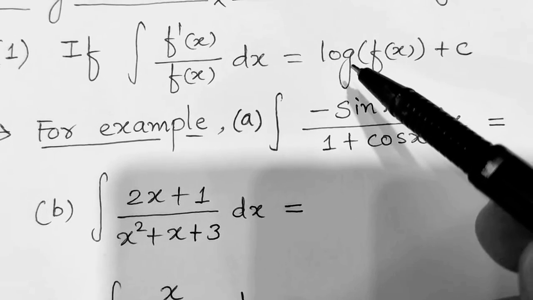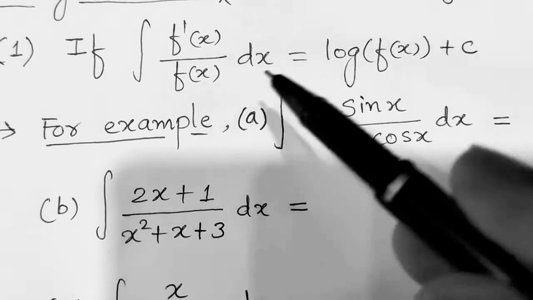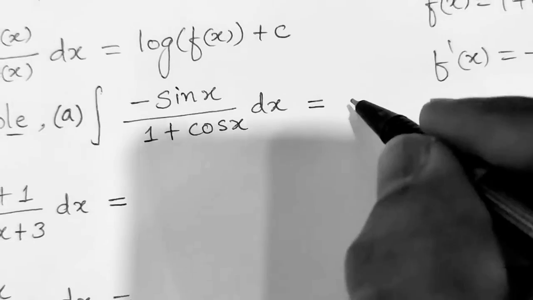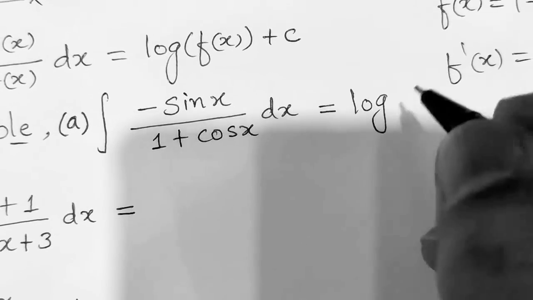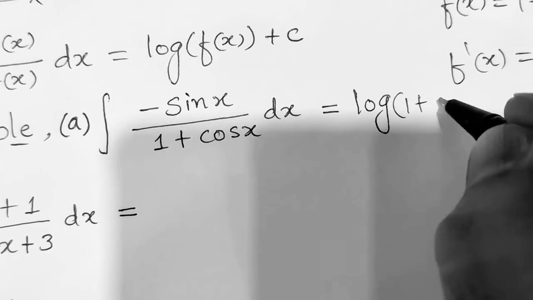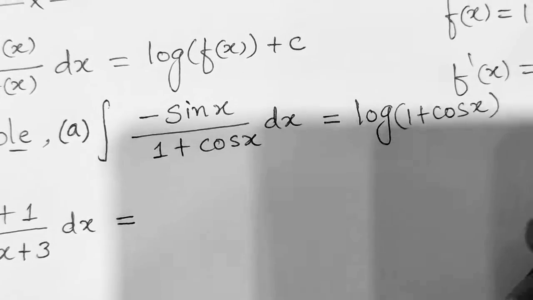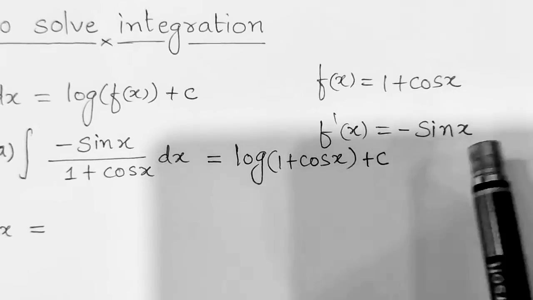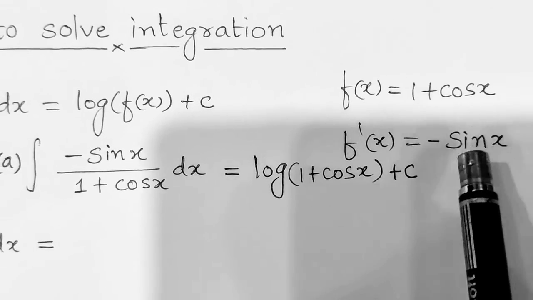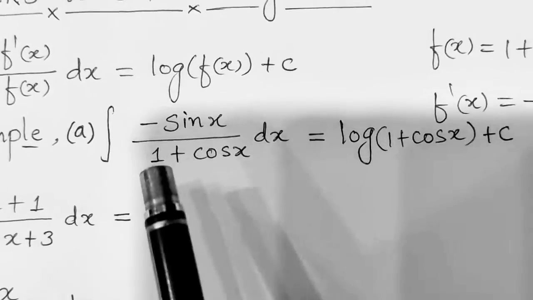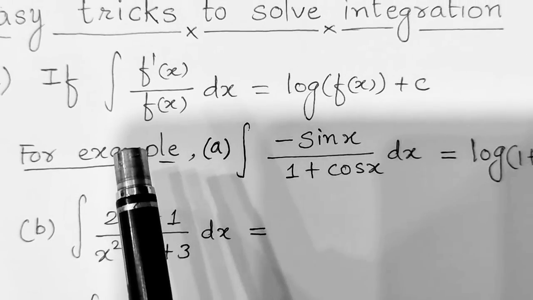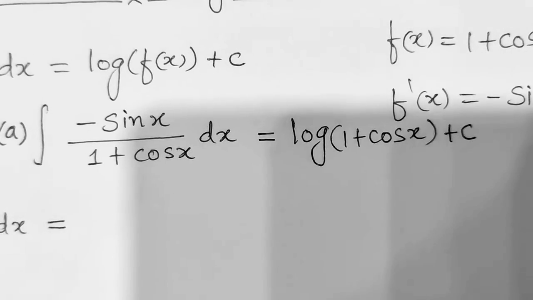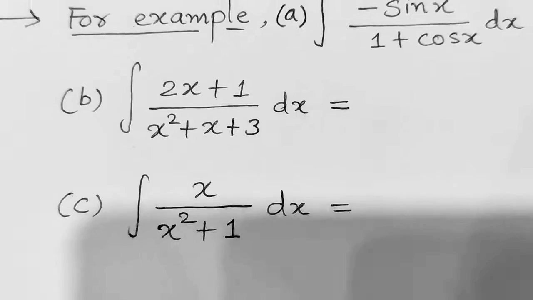So what is the answer? The answer is log f of x. f of x is 1 plus cos x. So you can directly write down its answer as log 1 plus cos x plus c. See here, our function f of x is 1 plus cos x, its derivative is minus sin x. This example is of the form f dash x upon f x. So directly its integral is log 1 plus cos x plus c.